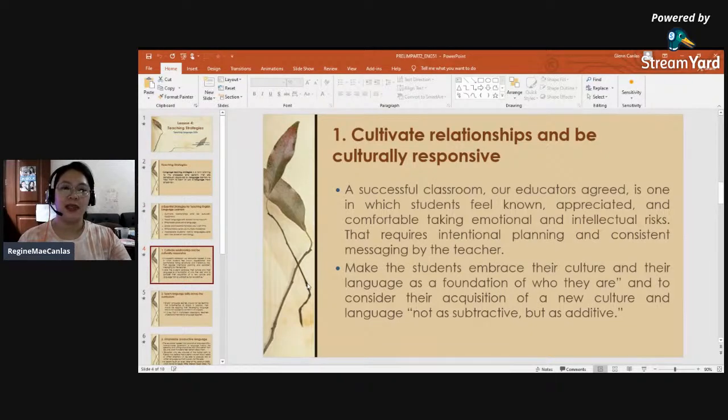Cultivate relationships and be culturally responsive. A successful classroom, our educators agreed, is one in which students feel known, appreciated, and comfortable taking emotional and intellectual risk. That requires intentional planning and consistent messaging by the teacher. Make the students embrace their culture and their language as a foundation of who they are, and to consider the acquisition of a new culture and language not as subtractive but as additive.